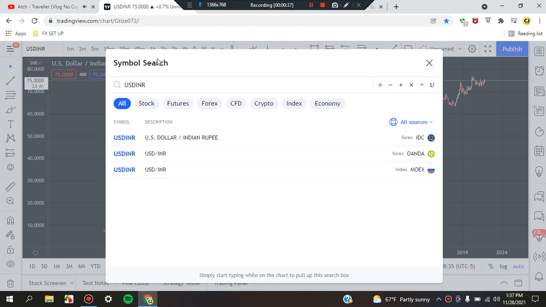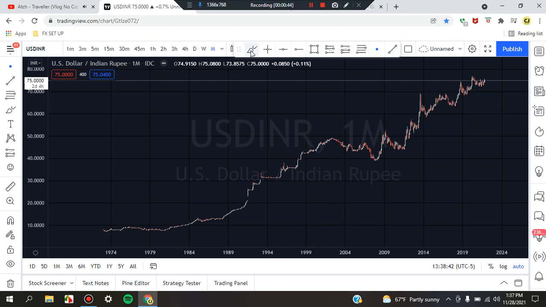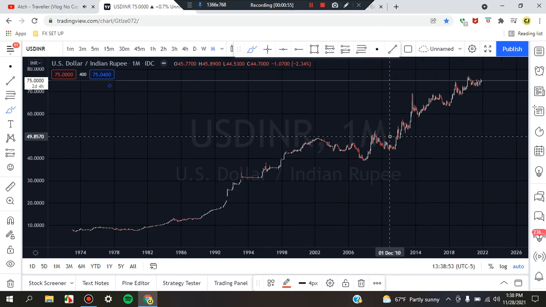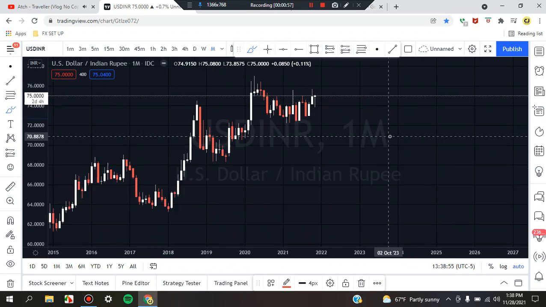Okay, guys, we are marking up USD INR. Look at what's going on in the market. We can clearly see that price is in an uptrend. We're going to head over to price and see what's going on.